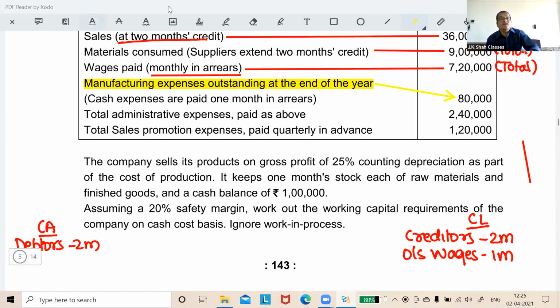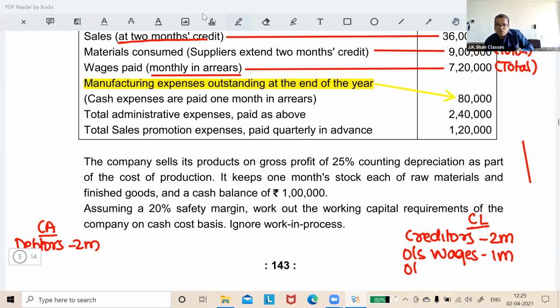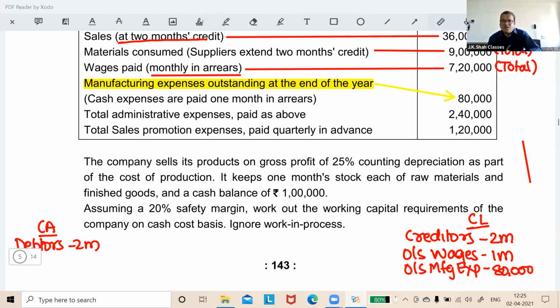This is directly the ready amount given to us, right? So if I want to write outstanding manufacturing expenses, I directly know the amount, 80,000. Did you understand? It's okay that they're not giving you the duration to calculate. They have directly given you the amount. You can directly use the amount in estimation.